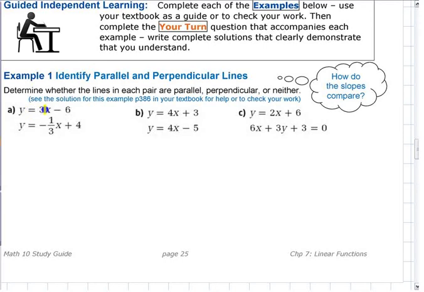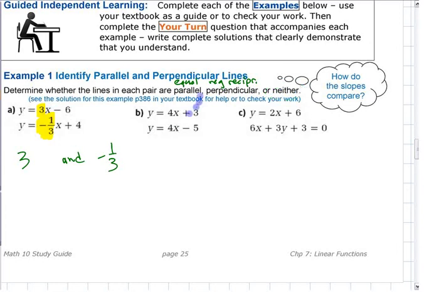If this first line is y equals 3x minus 6, that's the slope of the first line. That's the slope of the second line. How do those compare to each other? 3 and negative 1/3. Are they equal? You've got to ask yourself. If they're equal slopes, the lines are parallel. If they're negative reciprocals, then the lines are perpendicular. If they're neither of those things, then the lines are neither.